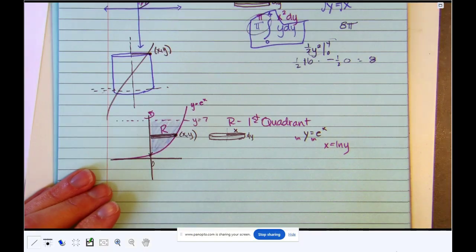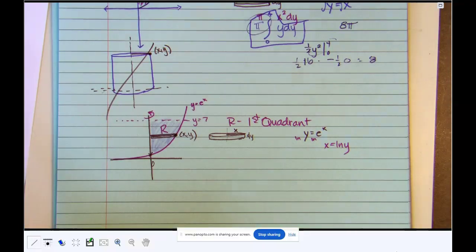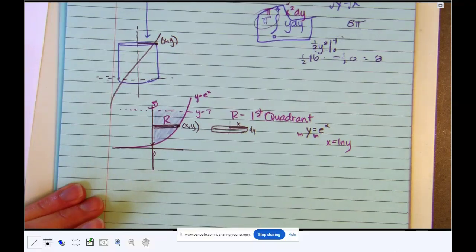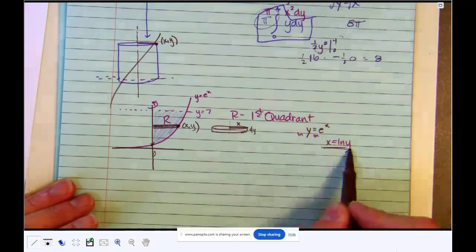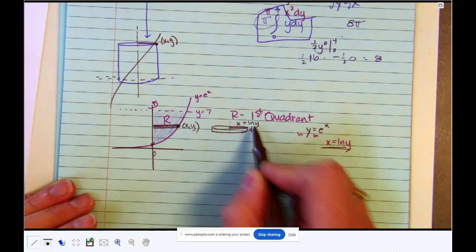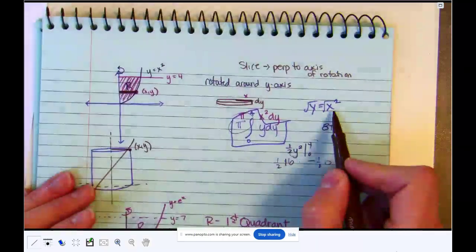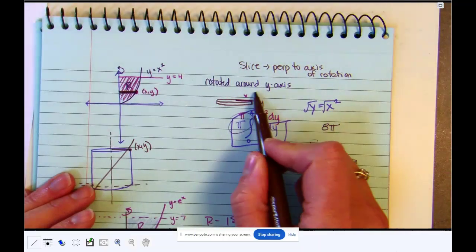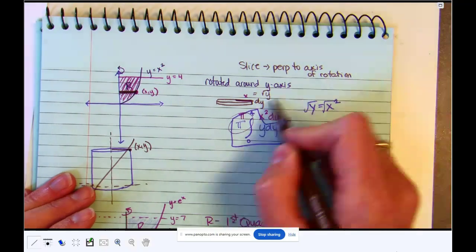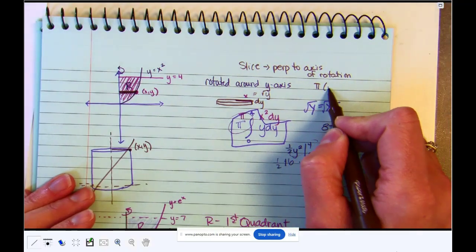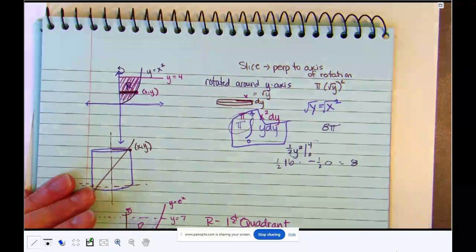Anytime we're doing stuff in terms of y's, whether it's cross-sectional area or volume like this, you're going to have to solve for x. Why have the radius being squared in the one? I'm not done. Okay. So the radius is natural log of y. Oh, in the other one? Yeah. Look, if we solve for x, we get square root of y. So x is the square root of y. And the formula is pi times the radius squared. That's where it went. Okay.